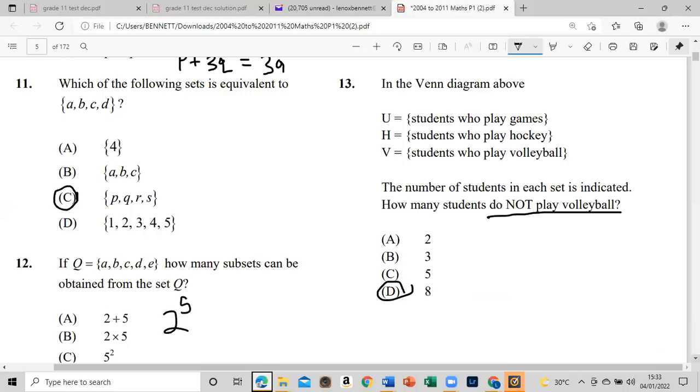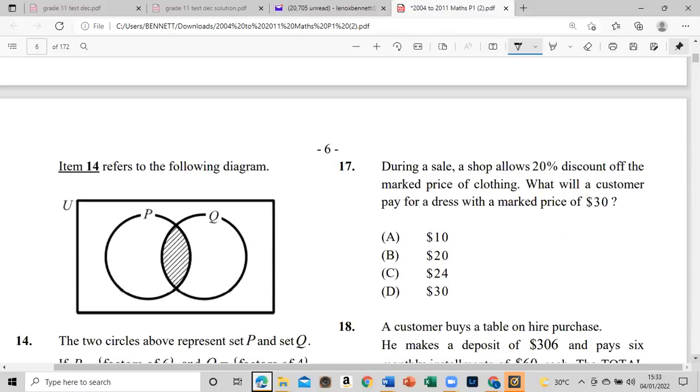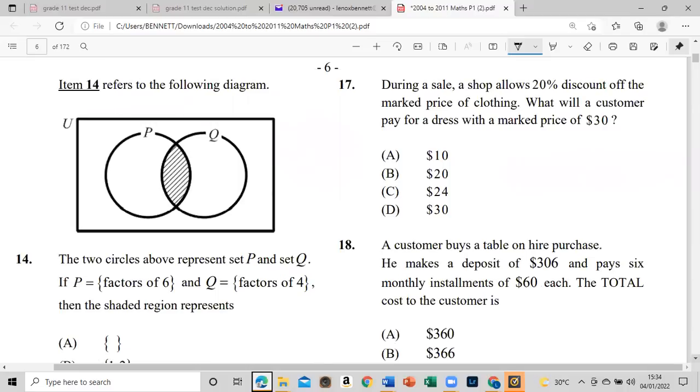Let's move on to 14. Item 14 refers to the following diagram. 2 circles above represent set P and set Q. If P is equal to factors of 6 and Q is equal to factors of 4, then the shaded region represents. Alright, so let's see factors. Factors are numbers that go in evenly. So 6 will be 1, 2, 3, and 6. After that, 2, 4.